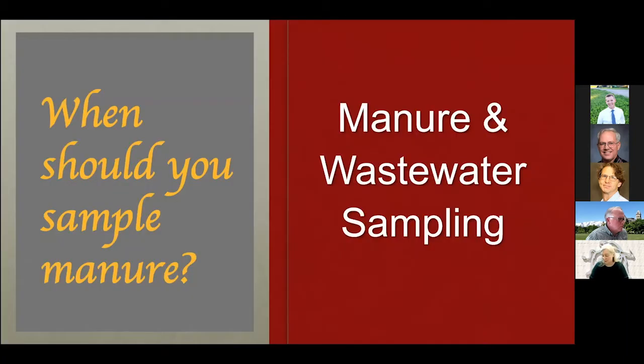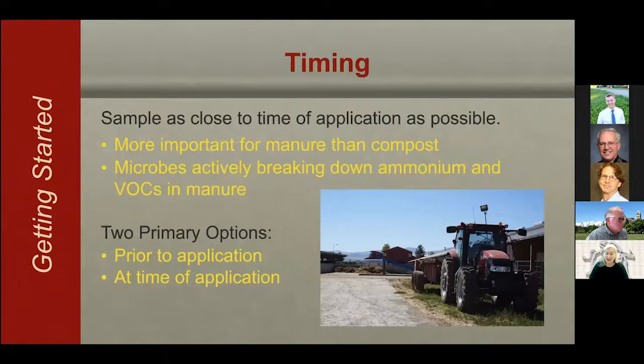So when should we sample? And the obvious answer is that we really want to sample as close to application time as possible. And that's really true for the manure because the manure breaks down much more rapidly than compost. And so we have those microbes breaking down the ammonium, the organic matter, the volatile organic carbons are definitely breaking down. And we really have two options when we're looking at sampling.